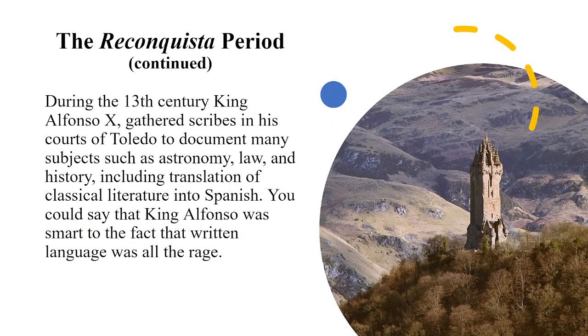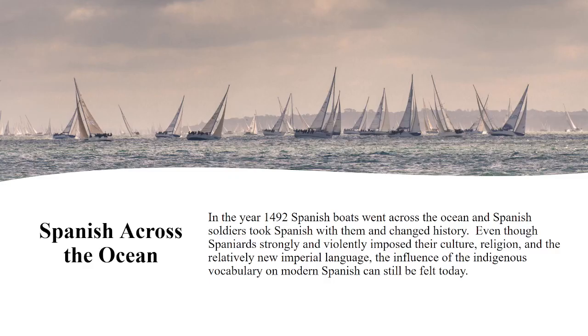Continued. During the 13th century, King Alfonso X gathered scribes in his court of Toledo to document many subjects such as astronomy, law, and history, including translations of classical literature into Spanish. You could say King Alfonso was smart to the fact that written language was all the rage.